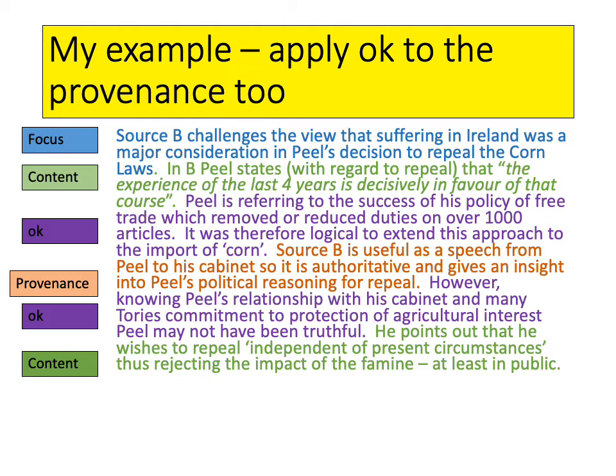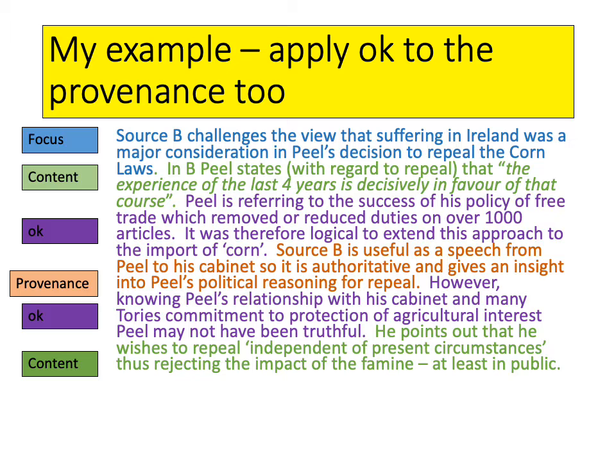So to start off with, following my own advice, I've used the words of the question in blue to open up my paragraph. So source B challenges the view that suffering in Ireland was a major consideration in Peel's decision to repeal the Corn Laws. Then I've gone in with a quote from the source, and I've briefly introduced that.